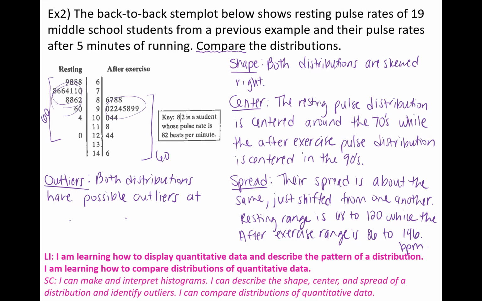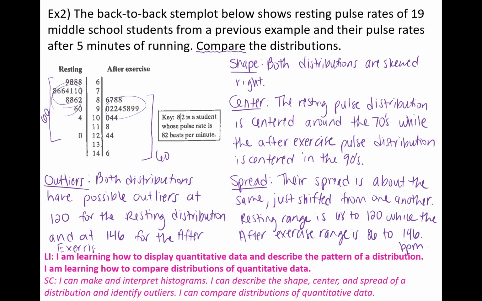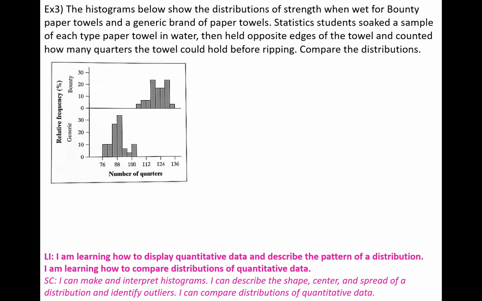But it appears that one of the outliers appears to be possibly the 120 for the resting data, or the resting distribution, and at 146 for the after exercise distribution. All right, we made it. It's a lot of writing, but there we go. Okay, last one, I believe.